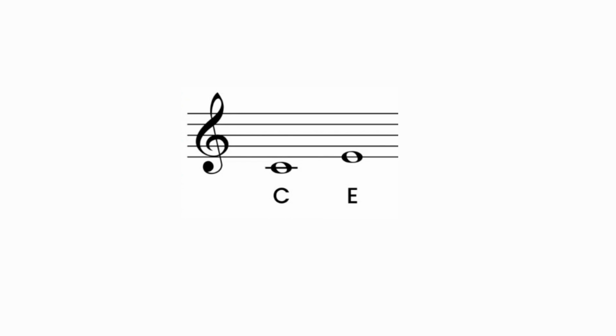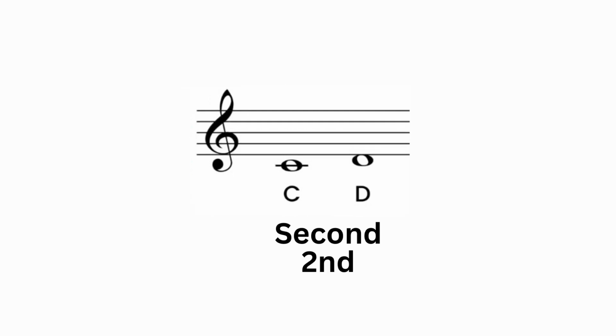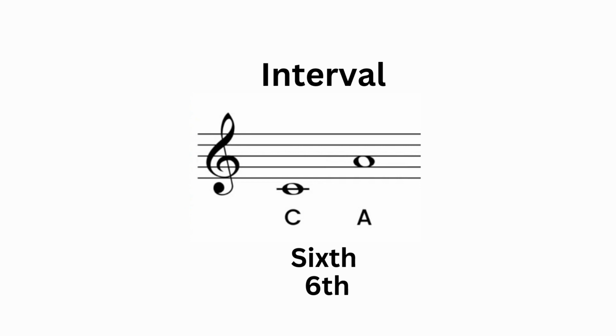As mentioned earlier, numbers are used to describe intervals. For example, the interval between C and E is called a third because it spans three letter names, C, D, E. Similarly, the interval between C and D is called a second because it spans two letter names, C, D. Now, can you tell the number of this interval? Yes, it's a sixth. From C to A, there are 6 letter names.